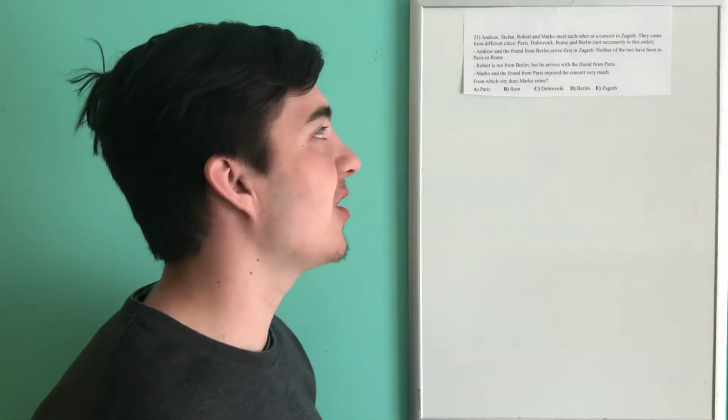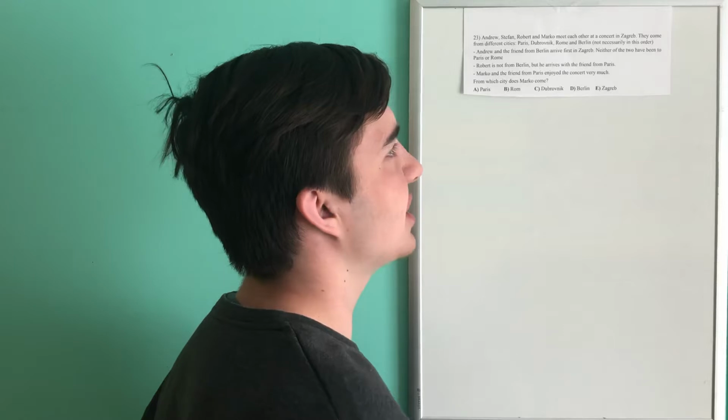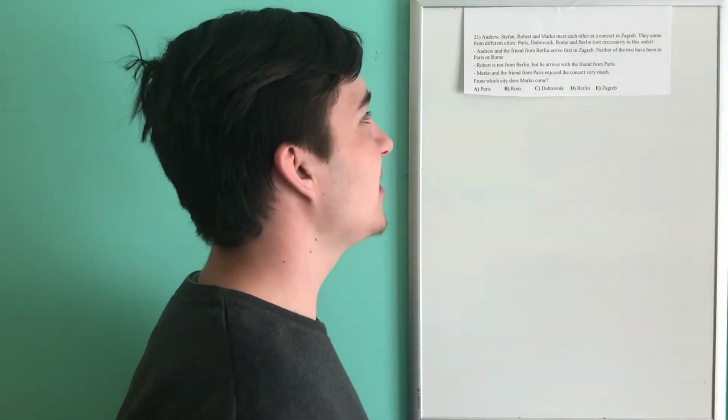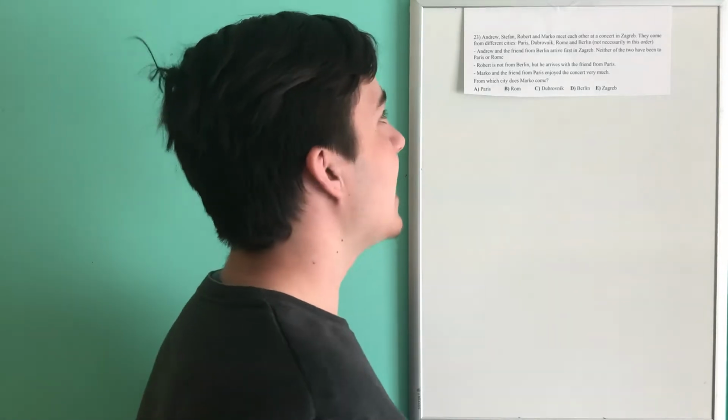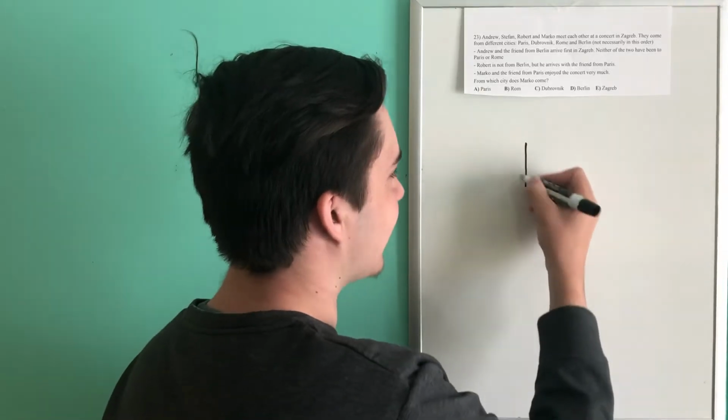Now, this is one of my favorite types of questions. This is what I call a logic puzzle. So Andrew, Stefan, Robert, and Marco meet each other at a concert in Zagreb. They come from different cities: Paris, Dubrovnik, Rome, and Berlin. And then it gives you a bunch of clues, because we're trying to find which city Marco comes from. So I'll show you guys this little trick I have.